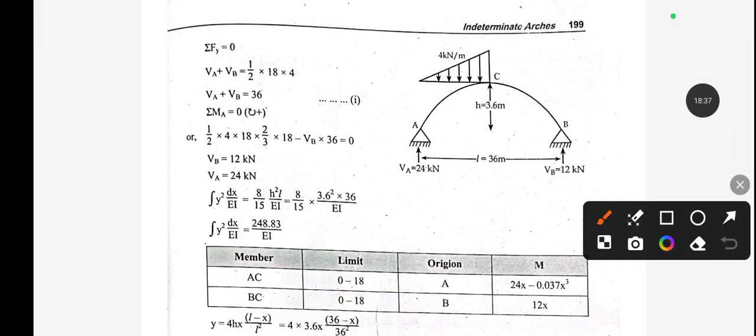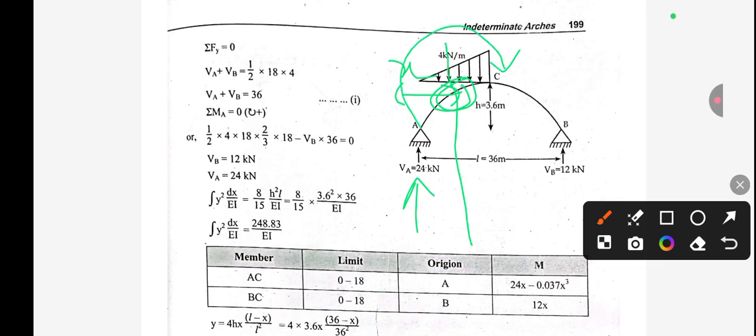Similar to the right side, where we took a section X, on the left side also we need to take section X, from here to here, and calculate the moment over here. Two different loads are applied. The first load is 24 kilonewton, acting like this, clockwise, at distance X, so the moment will be 24 into X. Now due to this section, a downward load is also acting, which rotates this AB portion in the clockwise direction.